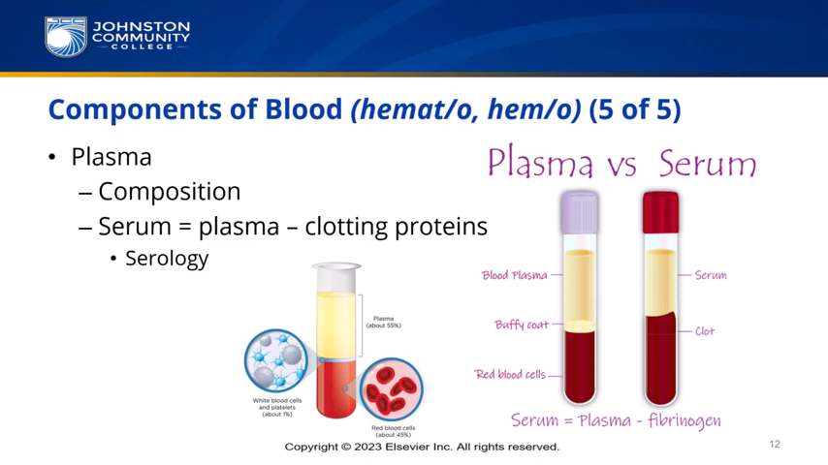Serum is plasma minus the clotting proteins, which we know are fibrinogen and prothrombin. Serology is the branch of laboratory medicine that studies blood serum for evidence of infection by evaluating antigen-antibody reactions in vitro, which is outside of living tissue.